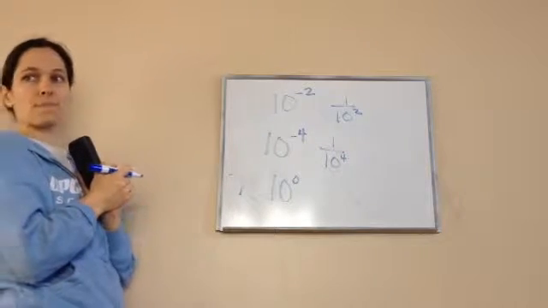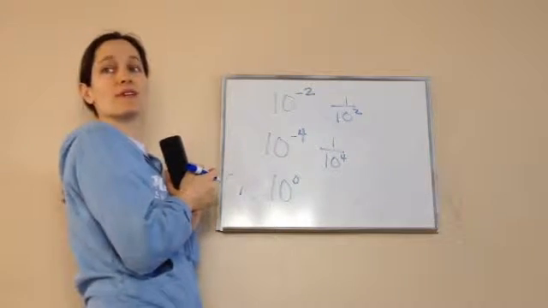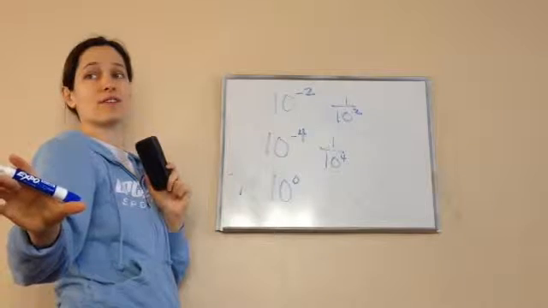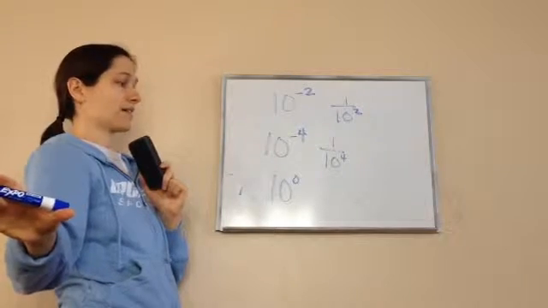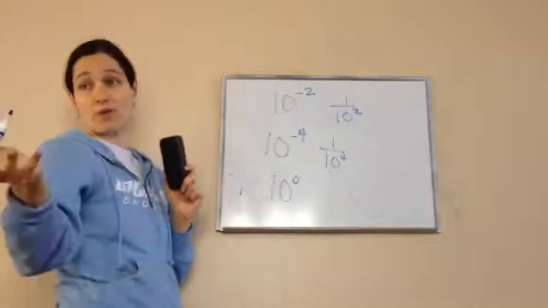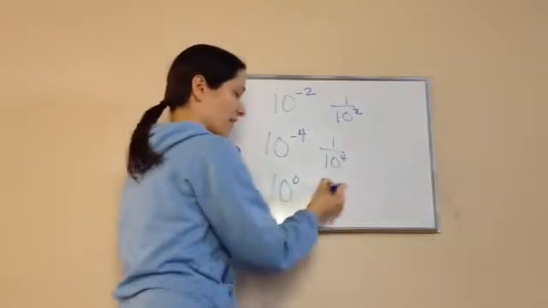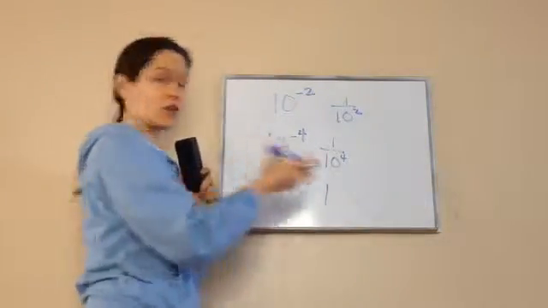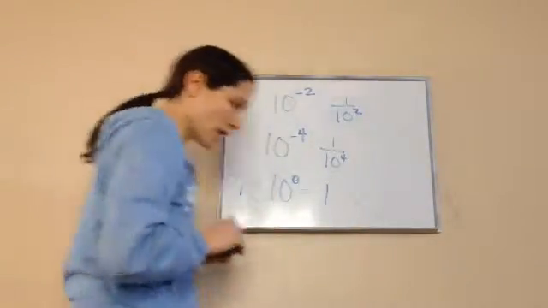1 over 10. No. 1 over 10 to the 0 power. Okay? 1 over 1, which is 1. Remember, anything to the 0 is 1. Okay? That's your rule. All right.